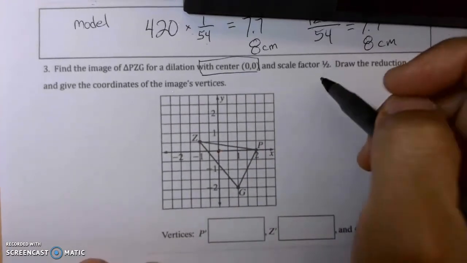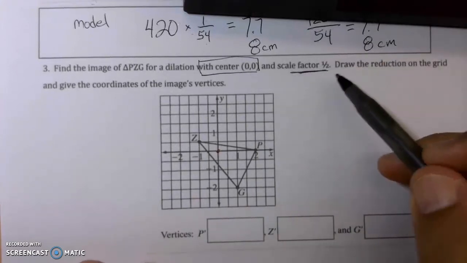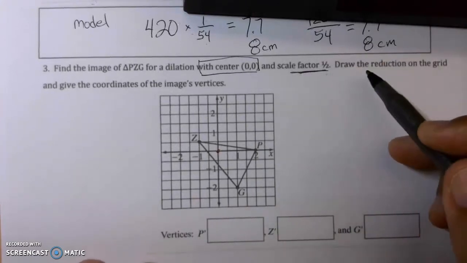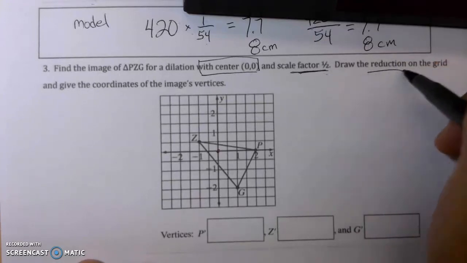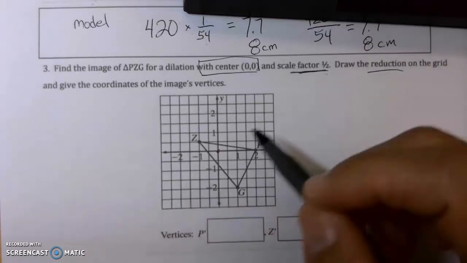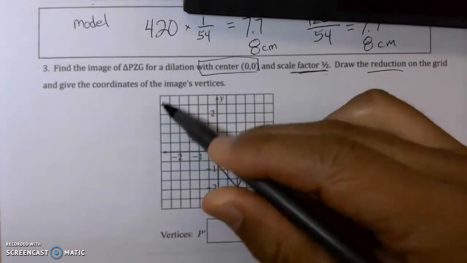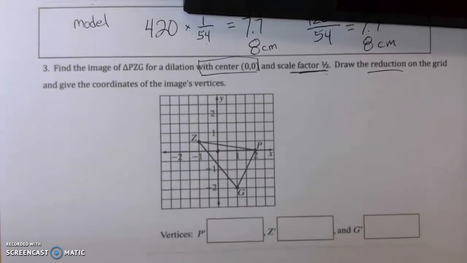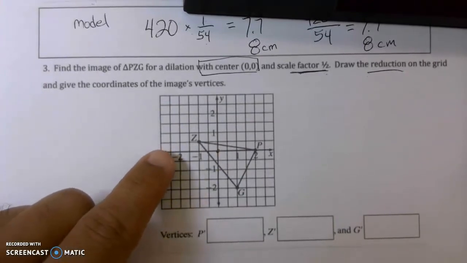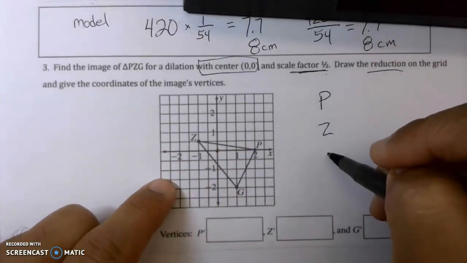But here's what is important. It is a scale factor of 1/2, which means because it's less than 1, it's a reduction. We are going to draw the new image. It's going to be a small little image there, a triangle. Of course, we're going to make a triangle half this size, but where does it go? I mean, where is it? So what we're going to first do is get the original locations of P, Z, and G.